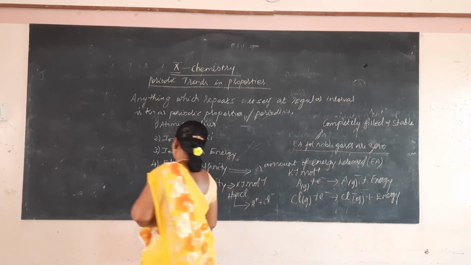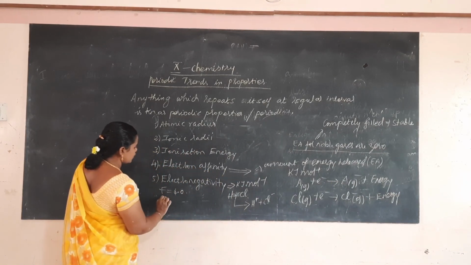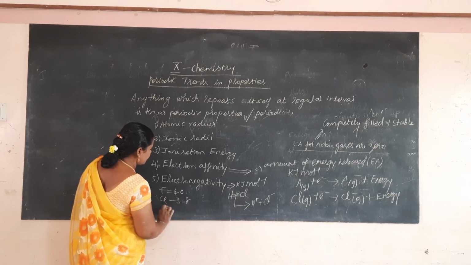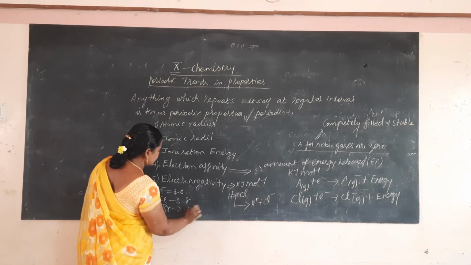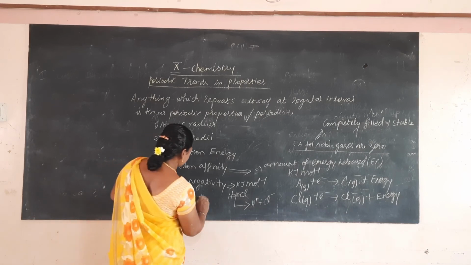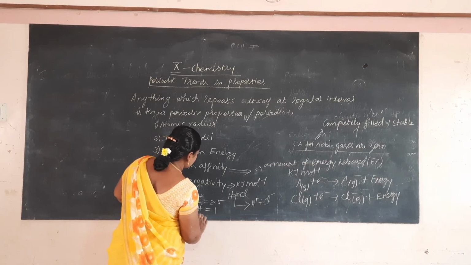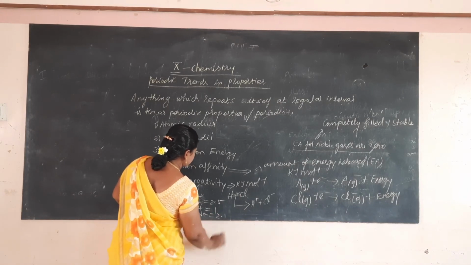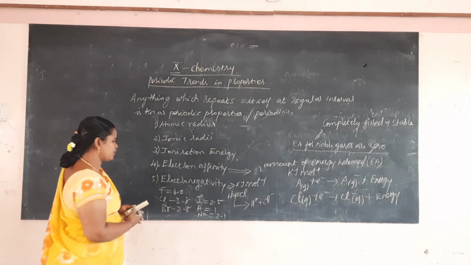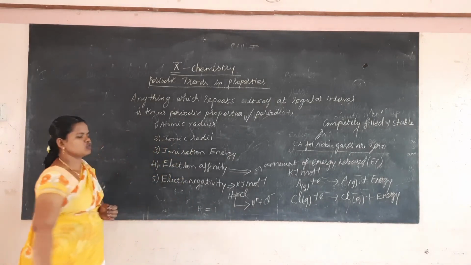Then some of the electronegativity values are given. Fluorine is 4.0, chlorine 3.8, bromine 2.8, and iodine 2.5, then hydrogen 1, sodium 2.1. Okay, so these are some of the electronegativity values for halogens as well as hydrogen and sodium.